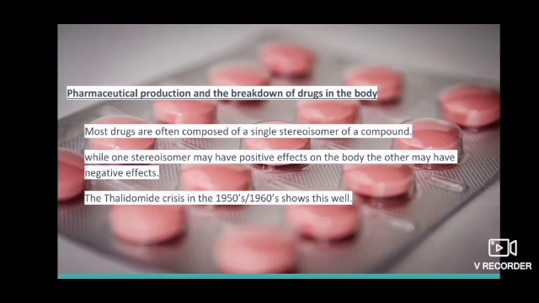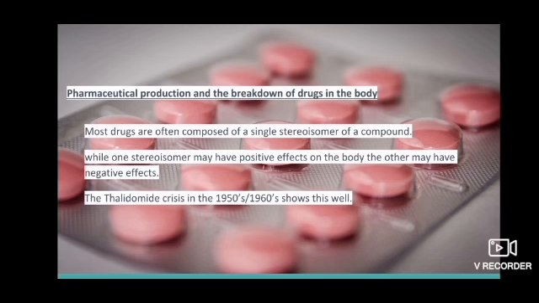The role of stereoisomers in pharmaceutical production and the breaking down of drugs in the body. Most drugs are often composed of a single stereoisomer of a compound, while one stereoisomer may have a positive effect on the body and the other may have a negative effect. The famous example of this point is the thalidomide crisis in the 1950s and 60s.